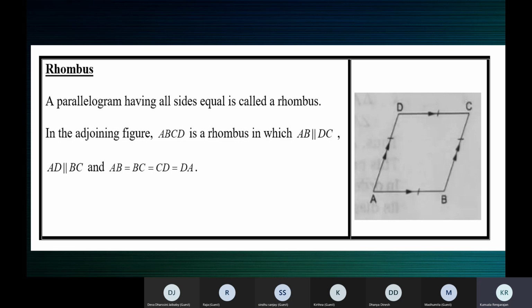What about A and B? They are adjacent angles. They are supplementary, ma'am. That means angle A plus angle B is equal to 180 degrees, ma'am.